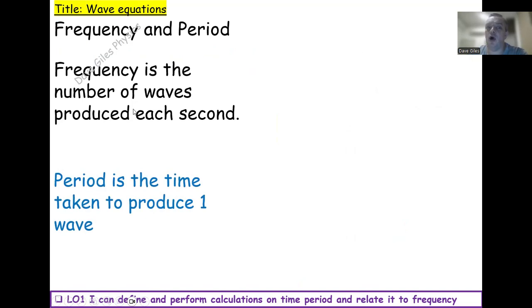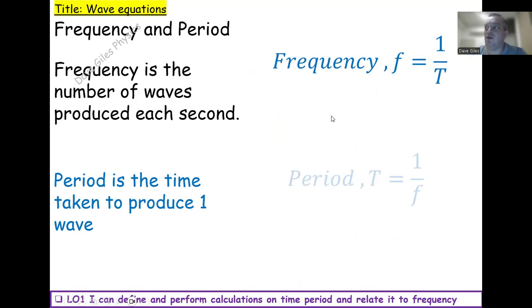So period, also known as time period, is the time taken to produce 1 wave. And because it is time-based, the units are going to be seconds. So frequency is 1 divided by T, which is the time period, or period T is 1 divided by the frequency.